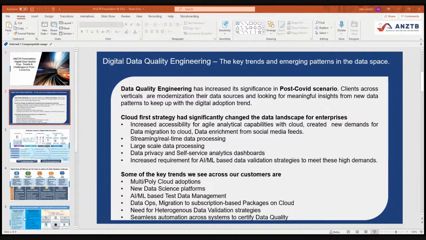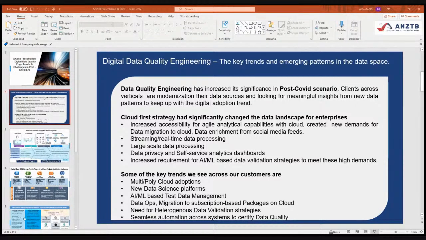In the post-COVID era, some of the trends that we see are with respect to our cloud-first strategy. And in terms of cloud-first strategy, what we've seen is there is a lot of increased accessibility for agile analytical capability with cloud and new demands coming in terms of data migration onto the cloud. We're also seeing data enrichment for social media feeds, and real-time data processing has taken up a key place. We've also seen large-scale data processing. We have moved from big data to smaller and wider data.